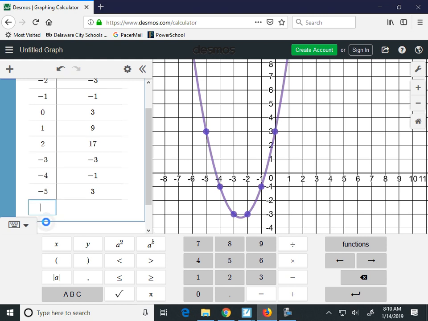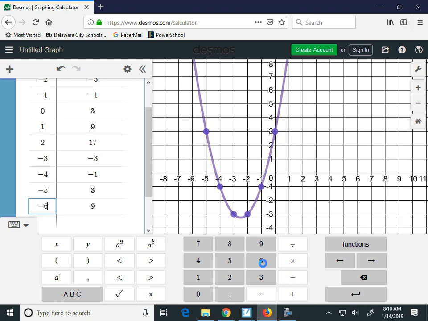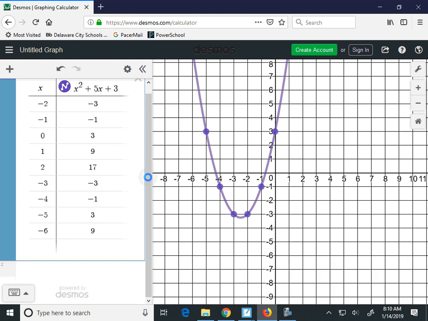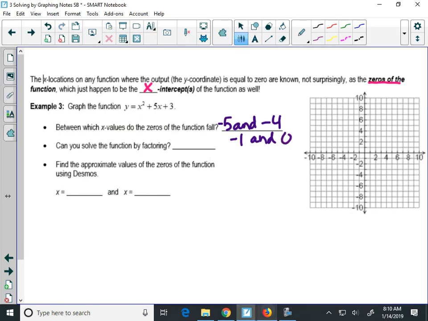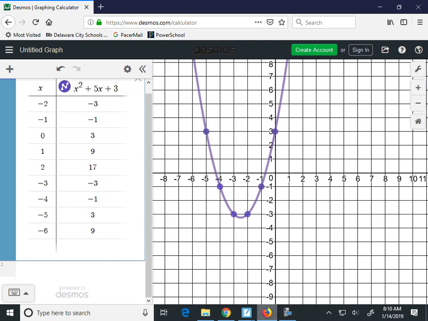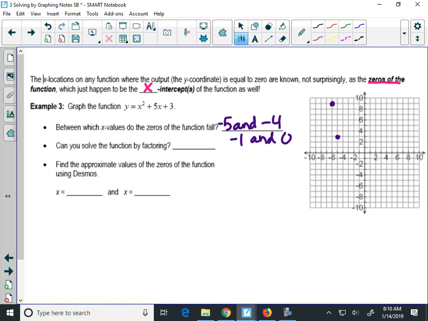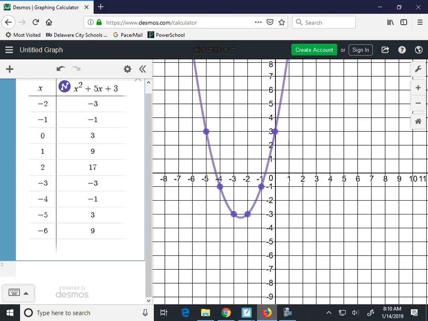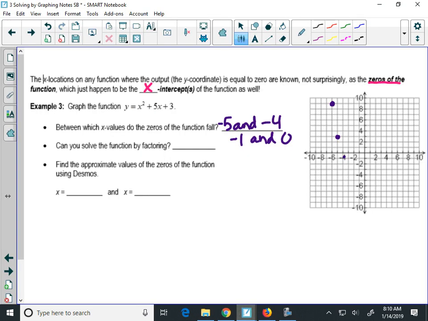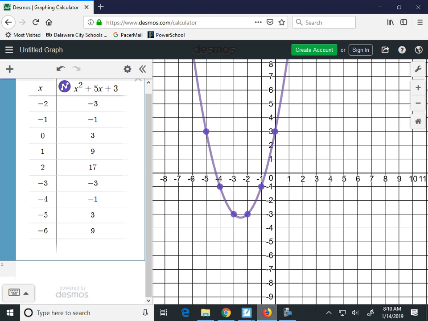-5. Let's see what -6 is. -6. So let's do this. I want you to plot -6 to 1. Okay? So I can do it with you. So I'm -6, 9. So -6, 9 here. Then I go back to Desmos, -5, 3. -4, -1, so I'm on this point right here. -3, -3.